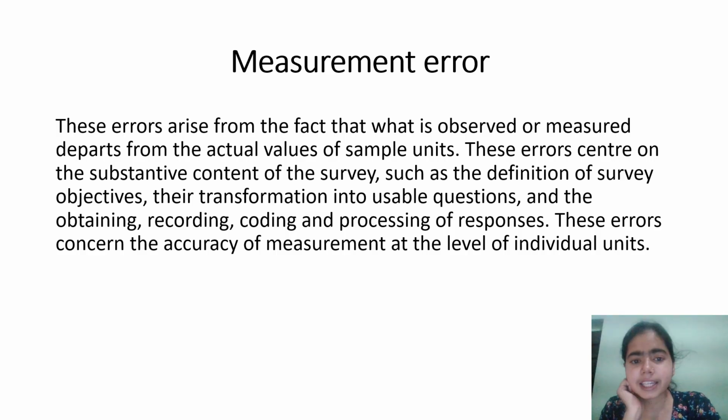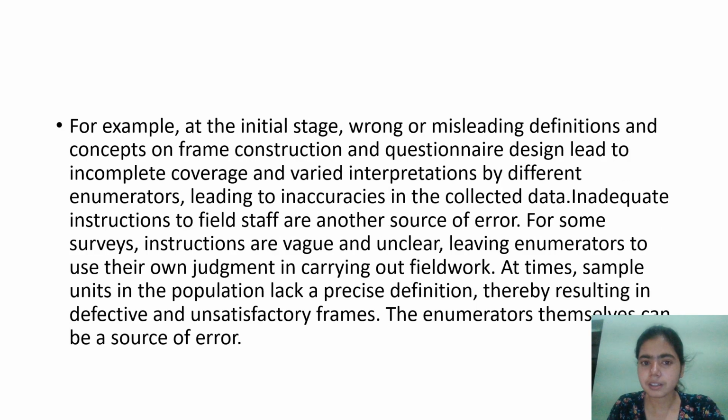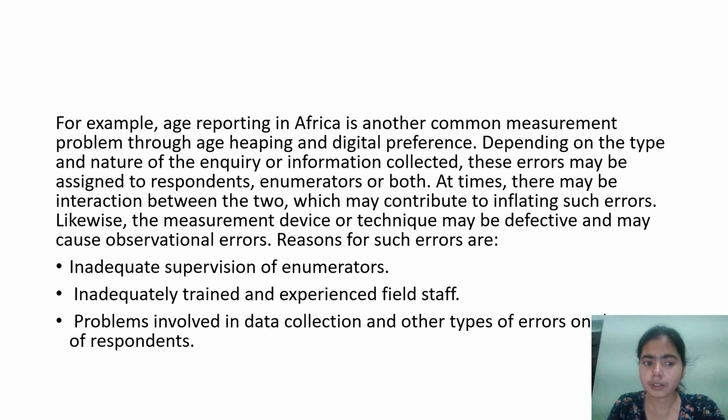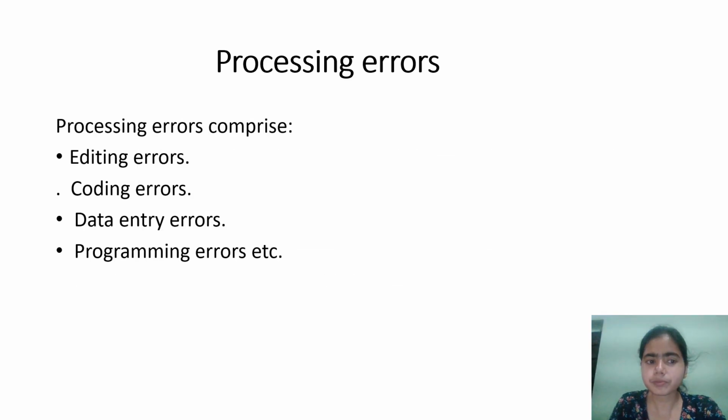Measurement error: these errors arise from the fact that what is observed or measured departs from the actual value of the sample unit. What we want to measure and what we have observed are not the same, and that comes under measurement error. You can read this from here. Processing error, like editing error, coding, data entry error, and programming error, all come under non-sampling error.